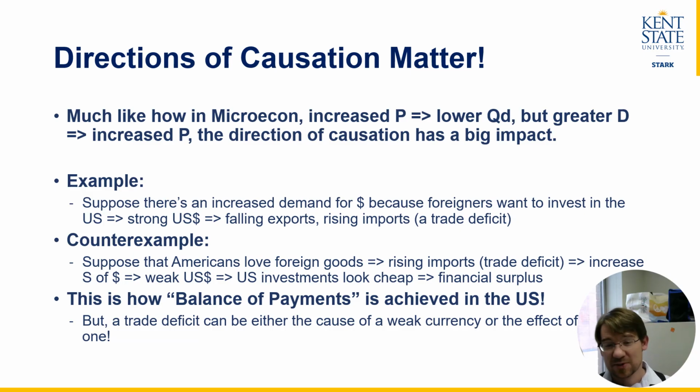The same thing happens on the opposite side. We want to buy lots of goods from abroad, so we have a trade deficit. This then turns the US dollar weak because we really just want to use our dollars to buy foreign stuff. As the US dollar gets weak, now our investments look cheap, so that leads to a financial surplus, which again offsets the trade deficit.